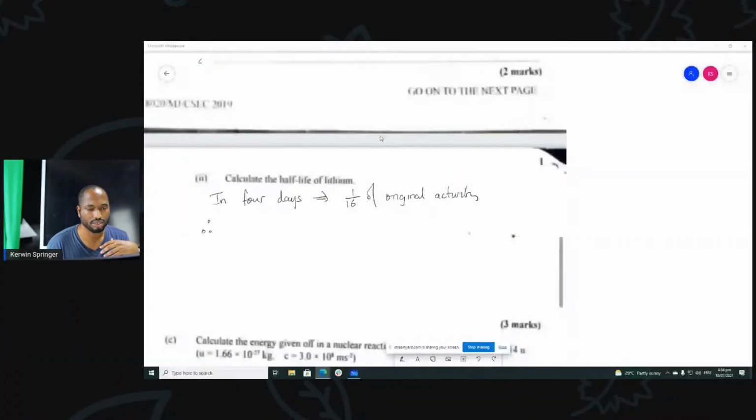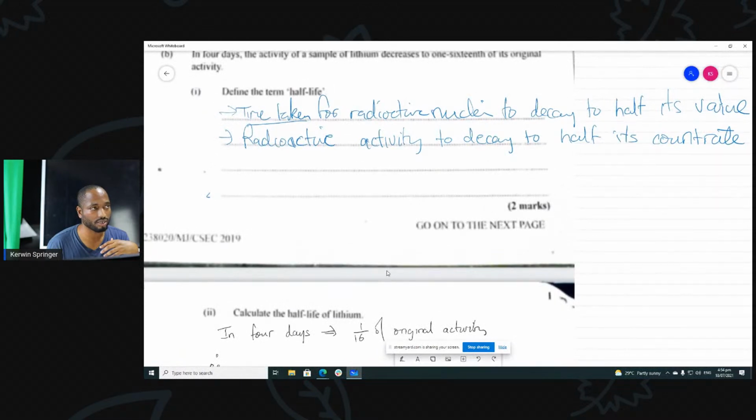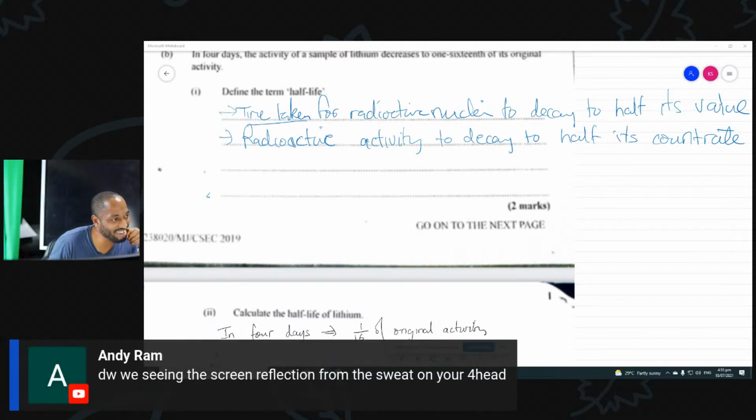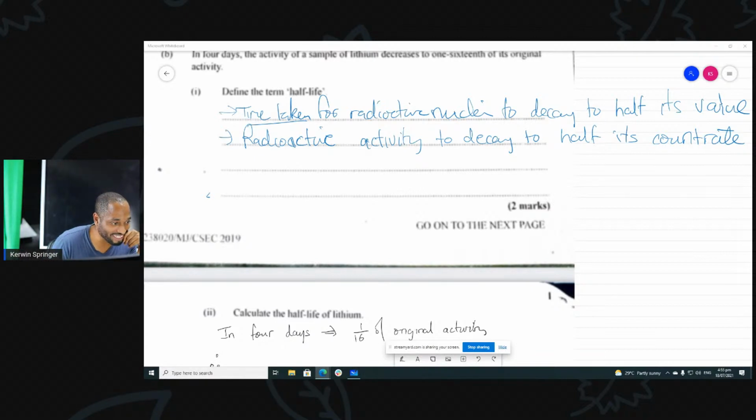Oh, sorry, my screen is sharing. Oh, my bad. Are you all seeing me? I apologize. So look at the chat. Yeah, I don't look at the chat as much as I used to in the past. I just be teaching. I'm going to focus on the chat. Don't worry, we're seeing the screen reflection from the sweat on your forehead. Andy Ram. Come on, man. So we can see the screen. Okay.